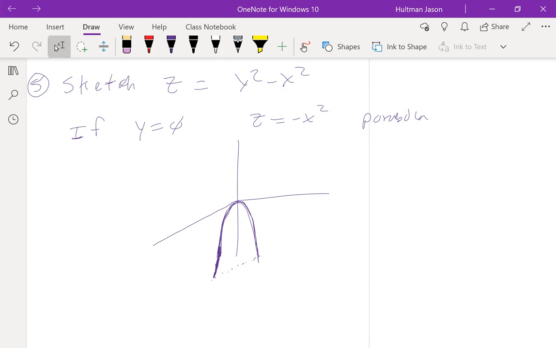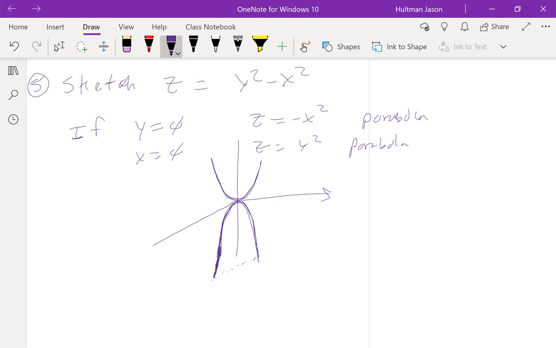What about if x is 0? Then we get z equals y squared, which is still a parabola. So if x is 0, we're in the yz plane, and that's a parabola. That's my friend, the parabola that looks like this. That's this parabola here.